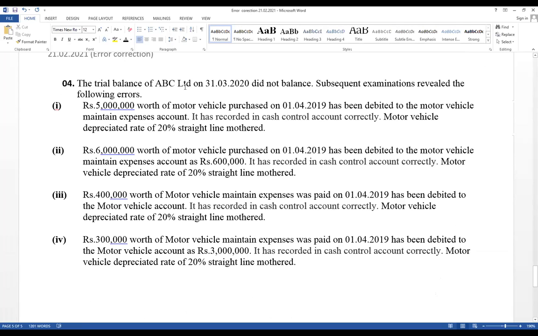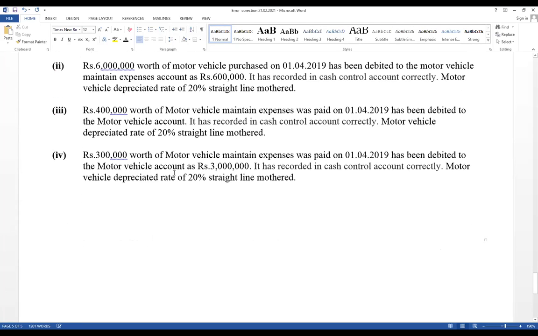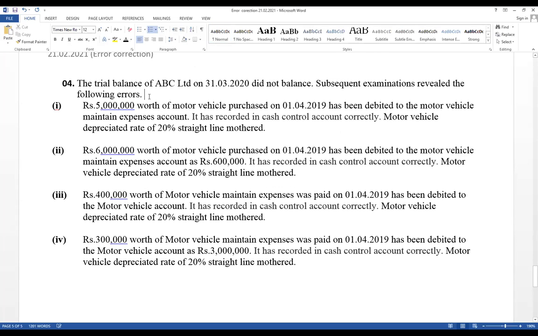It has given the trial balance of ABC Limited, 31st March 20, did not balance. Subsequent examination revealed the following errors. Requirement: only write the double entry. Here, write the double entries for correction of errors. This is the requirement. Write the double entry for correction of errors.